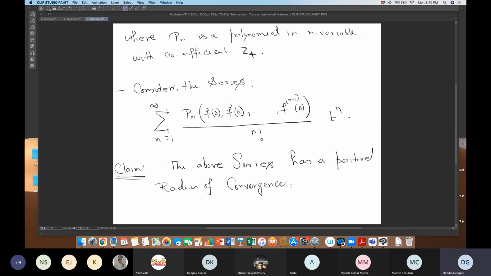The above series has a positive radius of convergence. In proving this, I'm not going to prove that. So we have constructed a new kind of function, a G function, which is satisfied by the G nth derivative at the point 0 for every n.